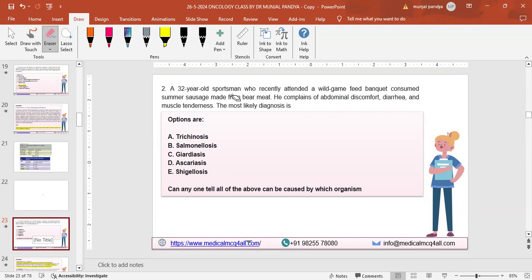Second question: a 32-year-old sportsman who recently attended a wild game feed banquet consumed summer sausage made from bear meat. He complains of abdominal discomfort, diarrhea, and muscle tenderness. The most likely diagnosis is trichinosis, salmonellosis, giardiasis, ascariasis lumbricoides, or shigellosis. Can anyone tell all of the above can be caused by which organism?